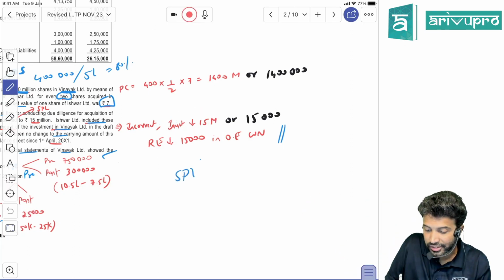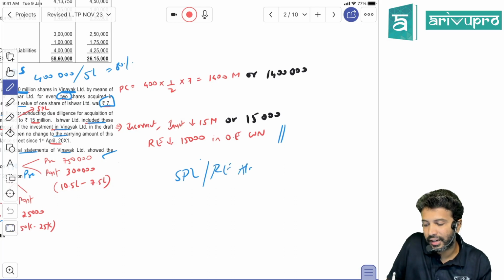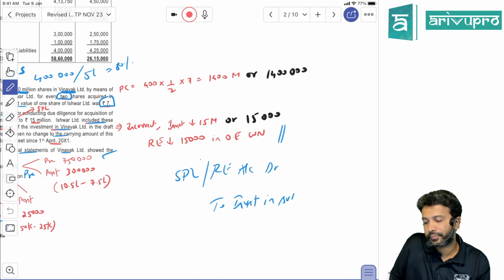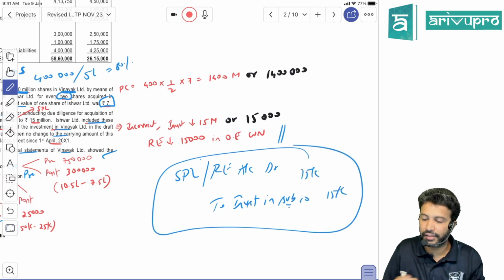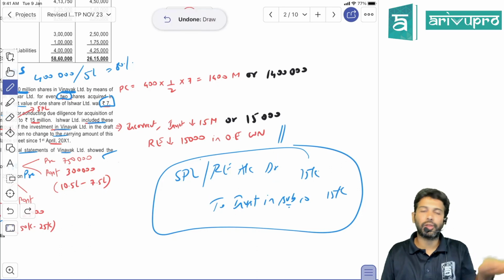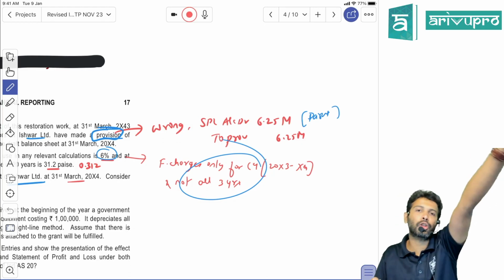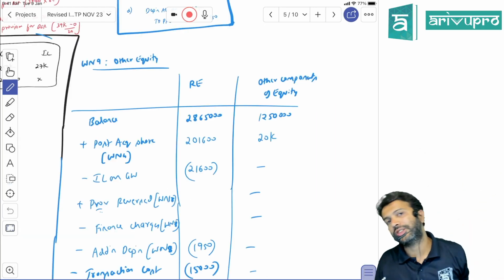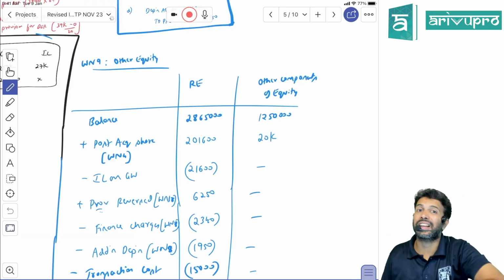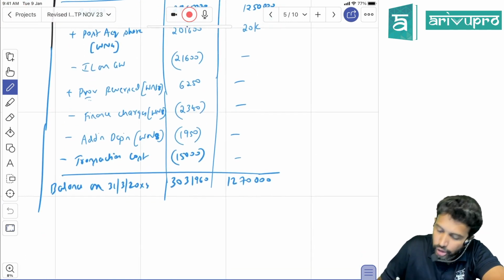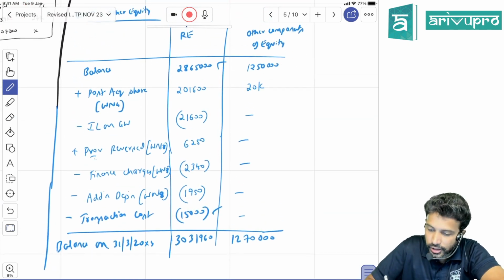So the entry you need to pass is SPL. Since we're not preparing P&L here, you write retained earnings to what? Investment in subsidiary company. Correct. How much? 15,000 because it is 15 million. So this entry we need to pass. If you are debiting retained earnings, obviously its balance will reduce, because this transaction cost is an expense. They added it to the cost of investment, but as per Ind AS 103, this transaction cost has to be transferred to SPL, which they have not done. So reduce that first. So this is done, this is done, this is done.